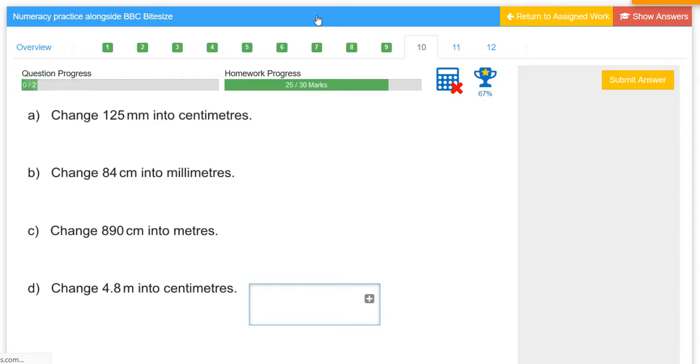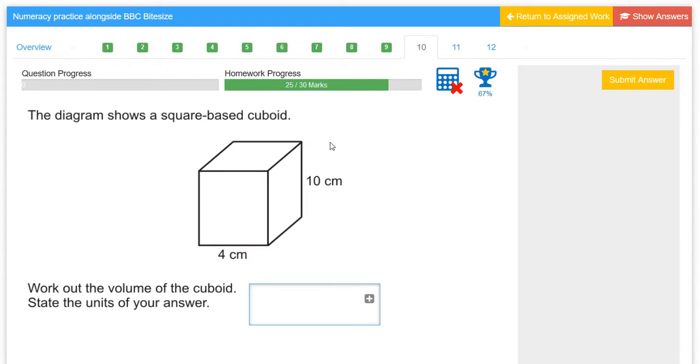3 left. Question 10. So I have here a square-based cuboid. So what do I want to do? Well, I want to find the area of this face and multiply by the length of the prism. This is a square. That'll be 4 by 4. So that's going to be 16. And then 16 times 10 is going to give me 160.